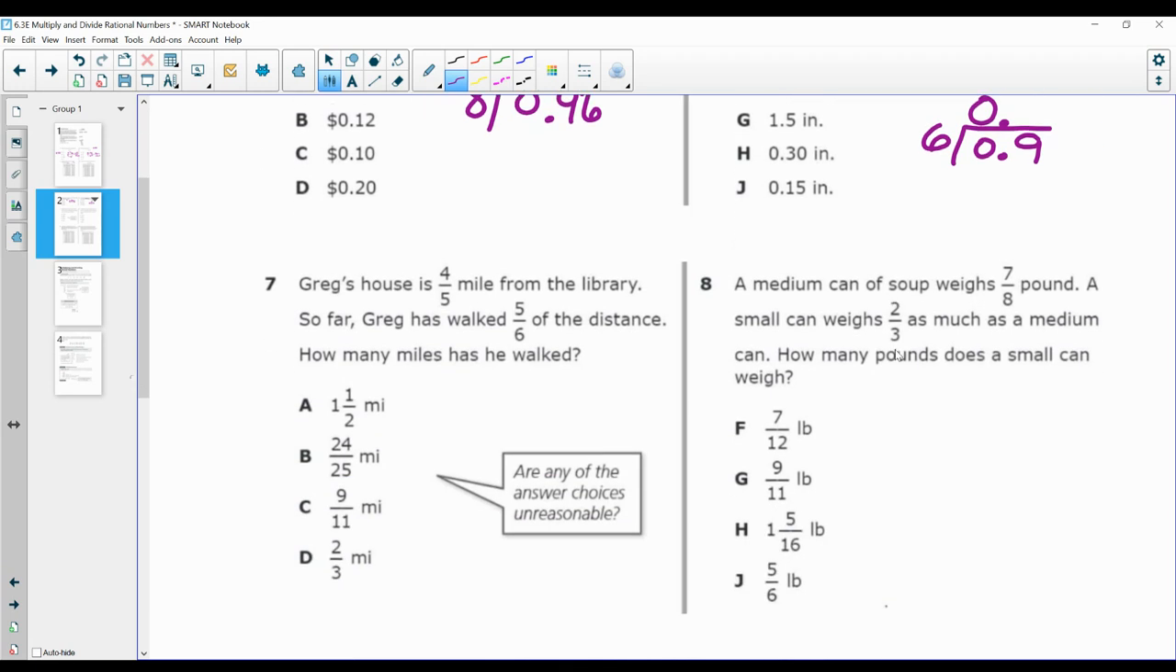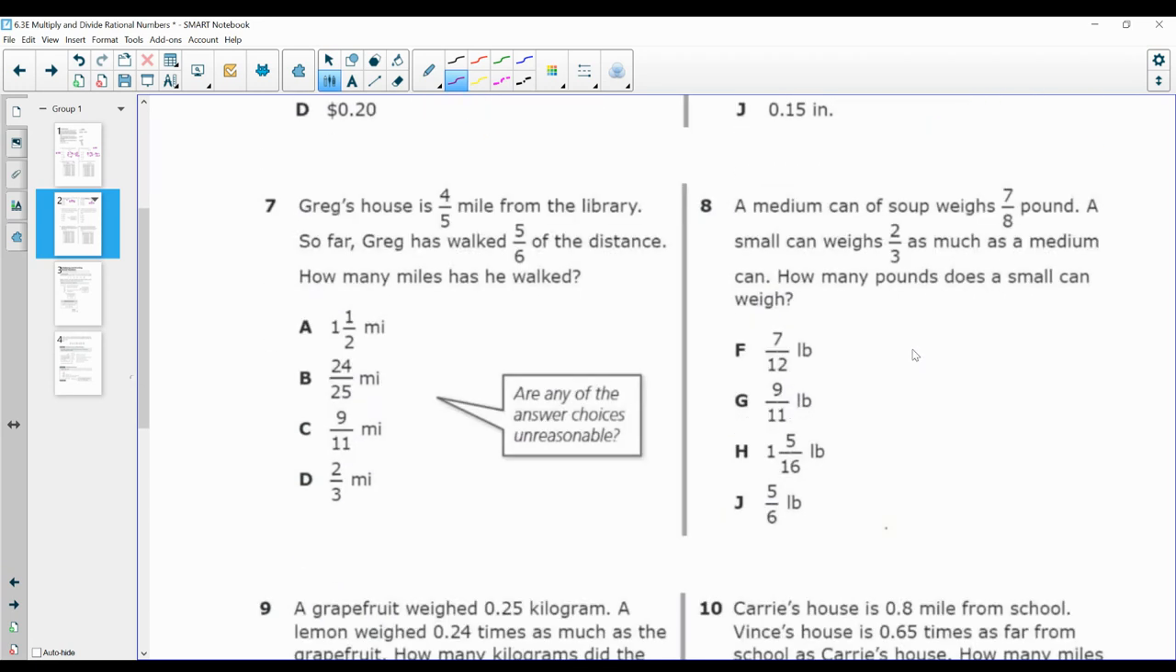Number 7, Greg's house is 4/5 mile from the library. So far, Greg has walked 5/6 of the distance. How many miles has he walked? So then we have 4/5 and 5/6. Of the distance, of means that we're going to multiply. That's going to be your clue word. So you can reduce if you want to. And when you do, you're going to have to multiply going across, not crisscross, but you can simplify before. Like the 5 becomes a 1, and this 5 also becomes a 1, and then you can do that with the 4 and the 6.